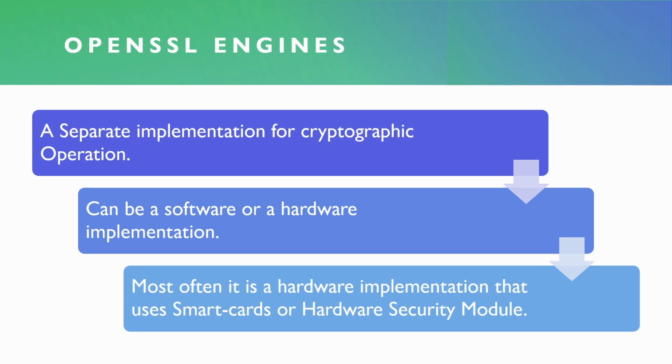There is a risk of your keys getting compromised. Your computer could be old, so it may not be fast enough for bulk operations. To safeguard your keys and to accelerate your bulk operation, you could use a hardware-based device such as a hardware security module. Engines are libraries that would allow OpenSSL to talk to that hardware.